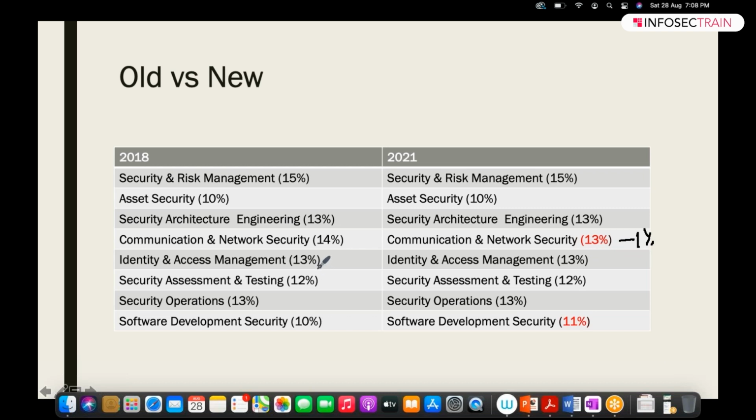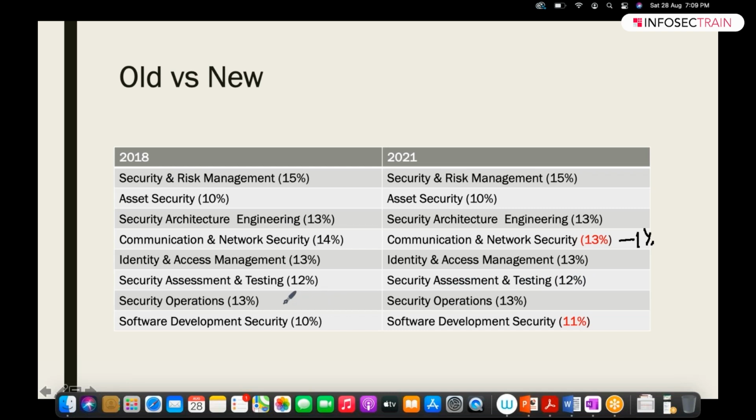Identity and access management, which used to have examination weightings of 13%, is still 13% now. No changes in there. Same with domain 6, security assessment and testing. There are no changes in the domain weightings. It used to be 12% earlier, and it is 12% now.